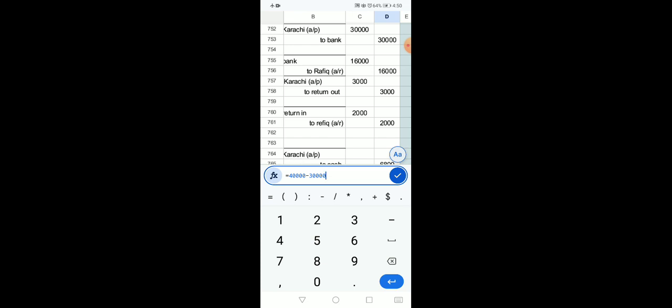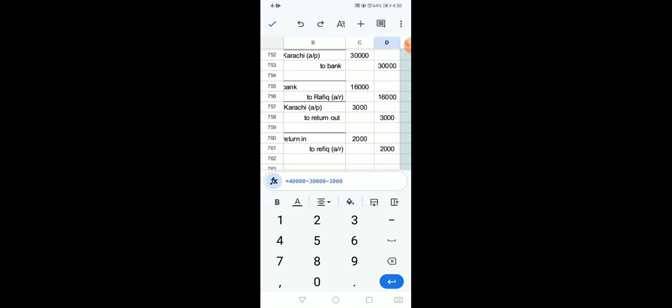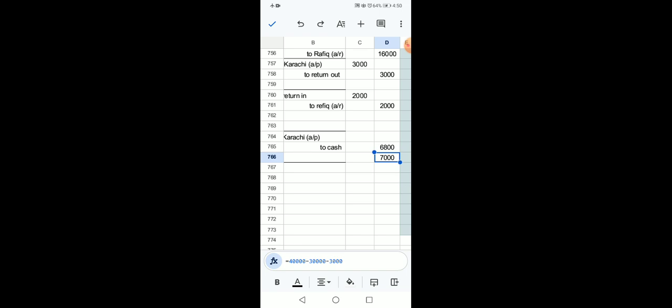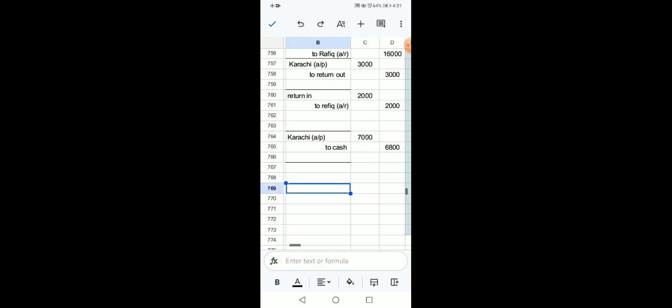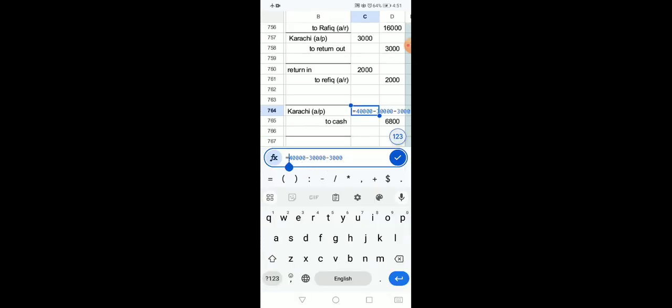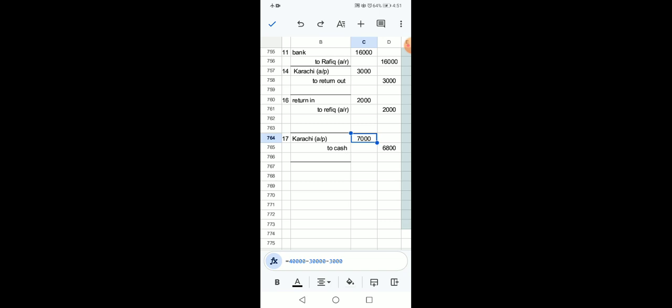Now you are not liable after returning of goods. It means you are not liable to pay 3,000 as well. Subtract 3,000 as well. So this was your full settlement. 7,000 we have calculated is actually the full settlement. That means this was the total amount you were liable to pay. So total amount would be written in front of Karachi. What we have seen, total amount of goods purchased was 40,000, 30,000 of cash paid, 3,000 goods were returned. So remaining balance was 7,000. 7,000 you were liable to pay.